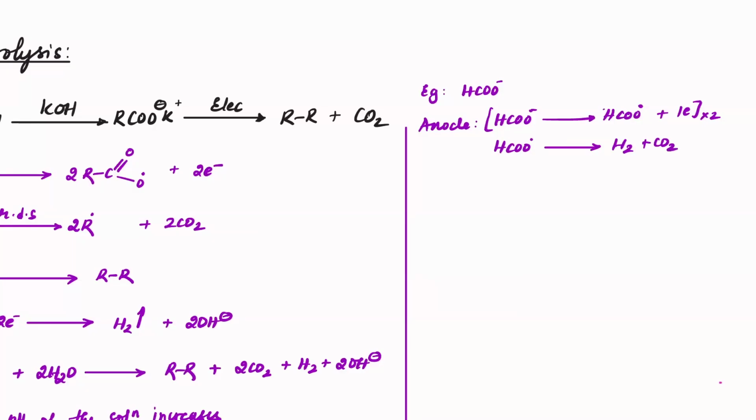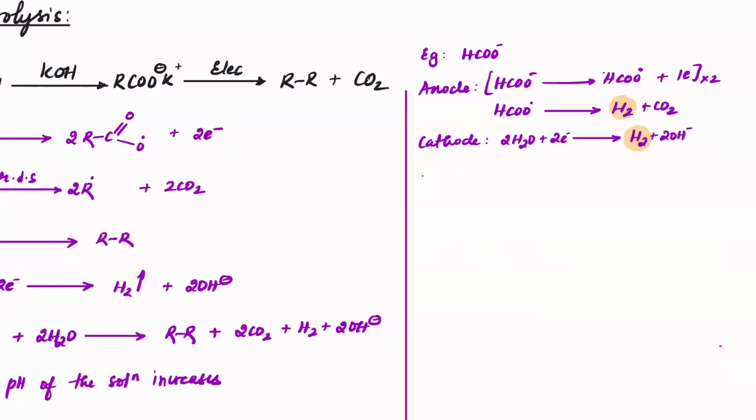So basically, we are getting H2 gas at the anode also, and the cathode anyways will consume those 2 electrons like this: 2 H2O plus 2 electrons, and that will give you H2 plus 2 OH minus. So the important point to be noted here is H2 gas is released from the anode as well as the cathode. This is the first important part in the example.